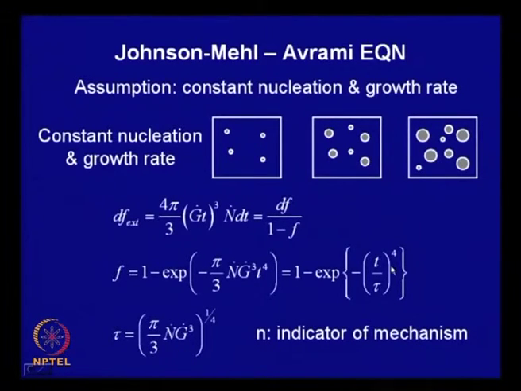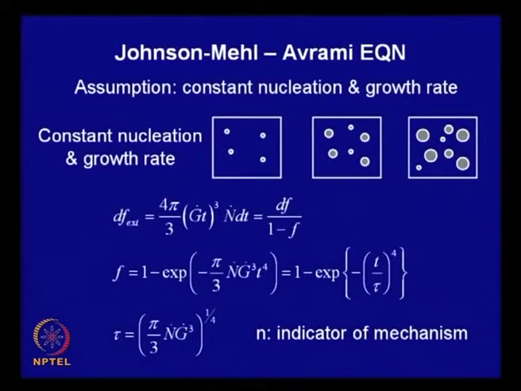Now, look at this: earlier we got exponent 3, here we get exponent 4. That means this n is an indicator of the mechanism. It helps you verify the assumption that it follows the transformation process. So, if you build up this kind of equation, knowing the physical concept, it is possible to get a deeper insight into the process kinetics.